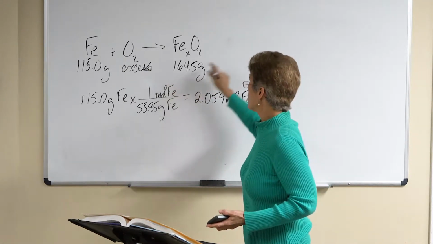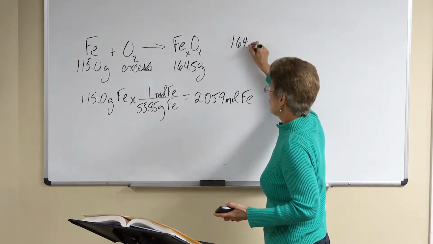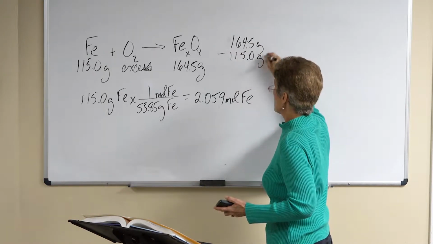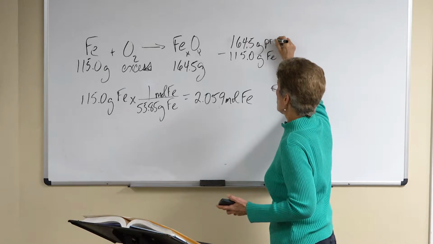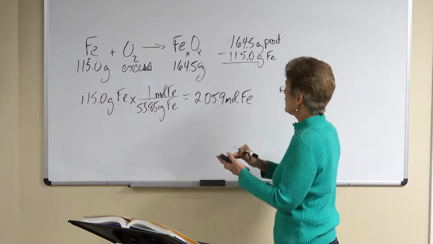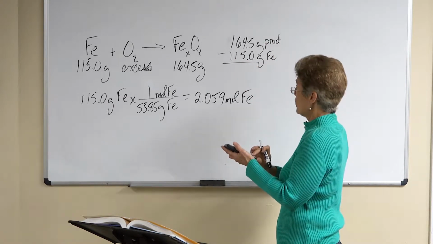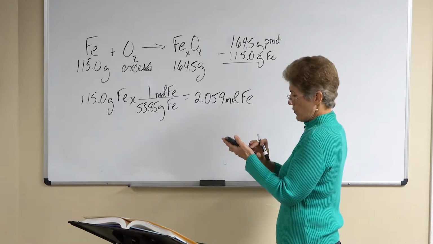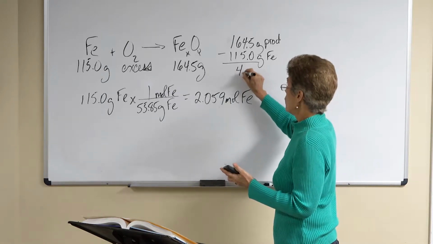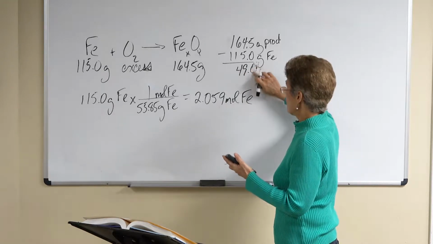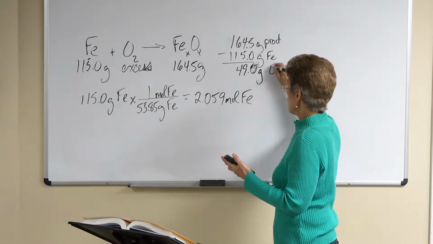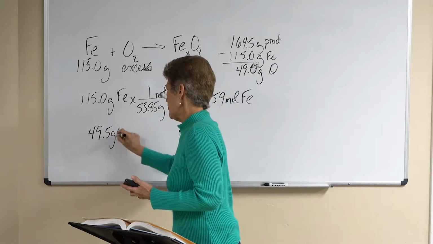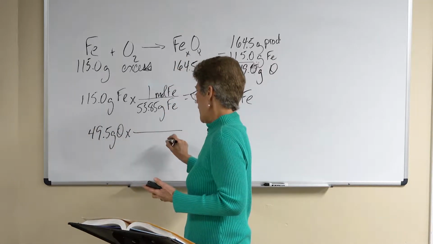So I'm going to say 164.5 grams minus 115 grams. This is iron. This is the product, right? That's going to tell me the amount of oxygen in grams. 164.5 minus 115 equals, I get 49.5 grams of oxygen.